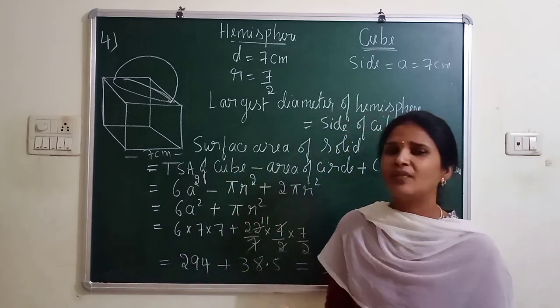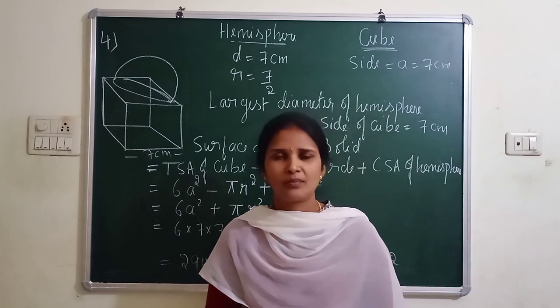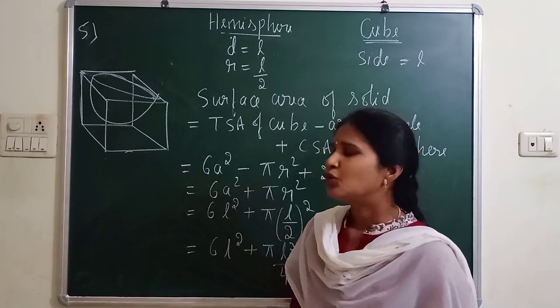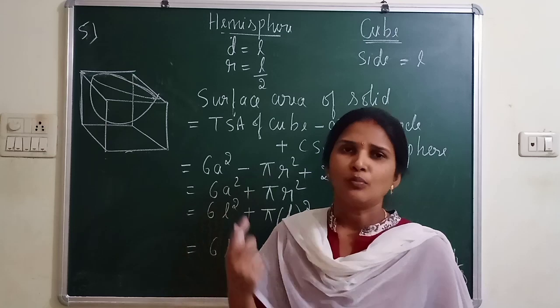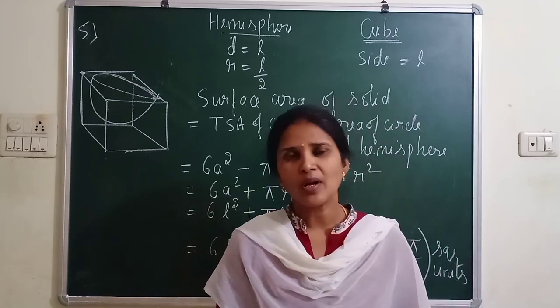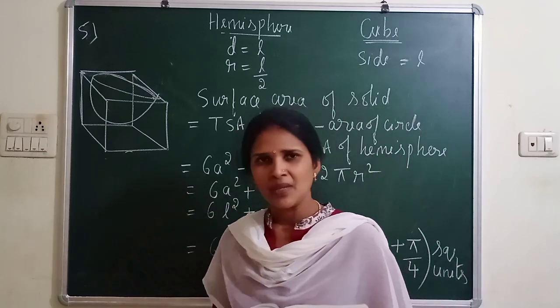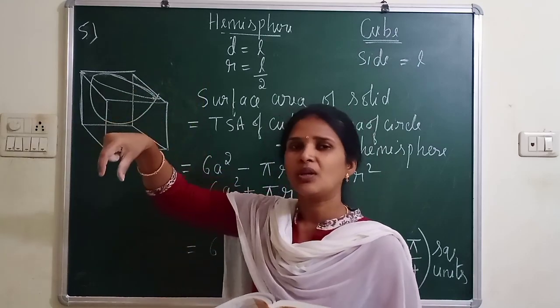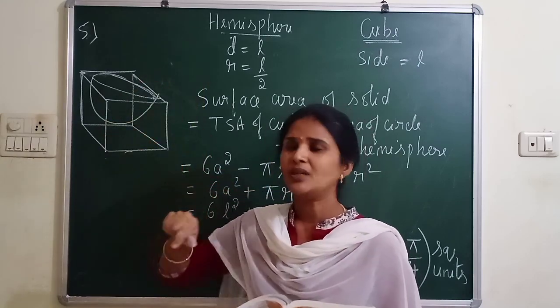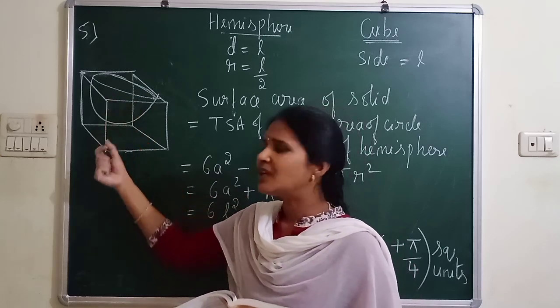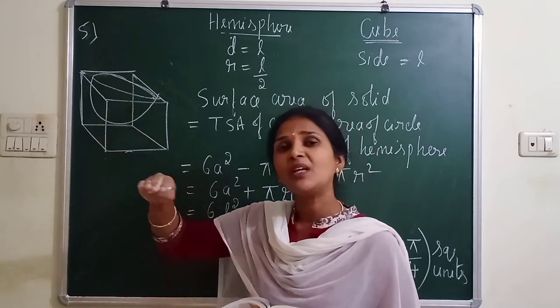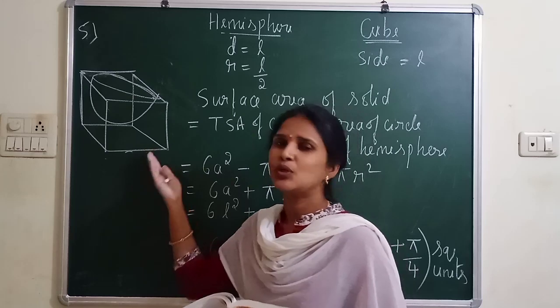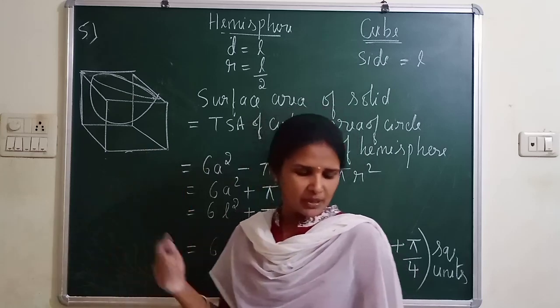So this is how you can find the area of the block. Now let us start question number 5. When you observe, question number 4 and question number 5 are almost the same. The only difference is that in the 4th question the hemisphere is mounted on a cube, but here the hemisphere is a depression, meaning a hemispherical depression is made in the cube. That is the difference. So let me read the question.